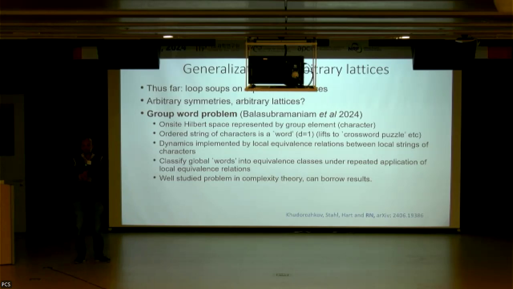So you have different strings of characters. Some of them can be turned into one another under these local equivalence relations. And the value of this is that there's a well-developed technology and body of results in complexity theory for this problem, which can be borrowed and leveraged to prove stuff.